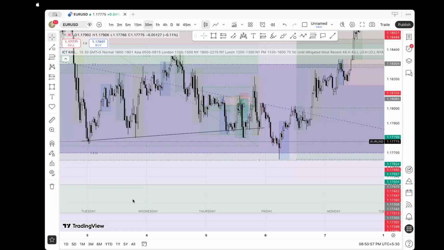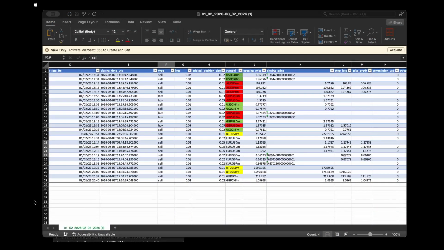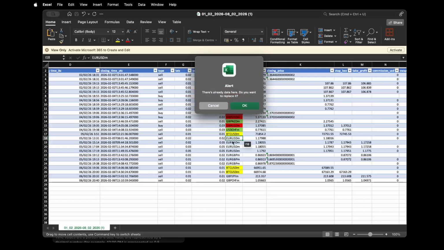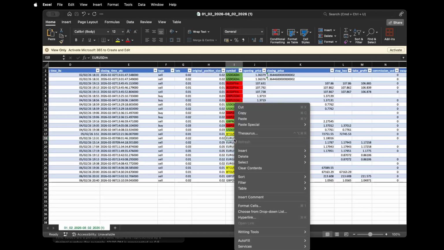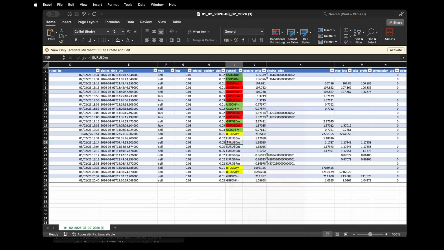Let's switch back to Excel. So Euro USD, if I mark this, it says already have data, do you want to replace it, cancel. Using Excel on Mac is hell.